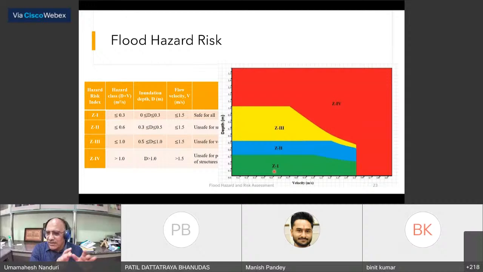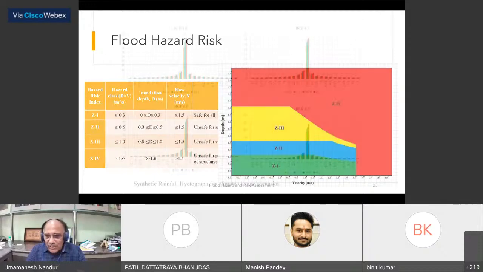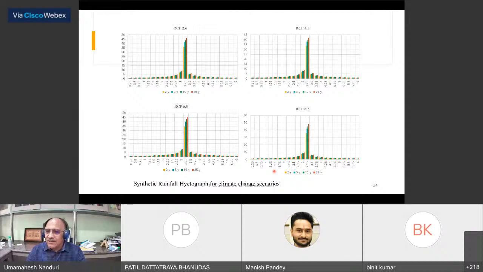So based on whatever analysis we did, we try to identify the vulnerable zones, or the zones which have more risk. For this, we tried to evaluate the impact of climate change. This is another study that we did for Hyderabad city, where we investigated the impact of climate change on extreme rainfall, and based on that we developed different scenarios where we generated, for different return periods of 2 years, 5 years, 10 years, and 25 years, the possible synthetic rainfall hydrographs under different climate change scenarios like RCP 2.6, 4.5, 6 and 8.5.